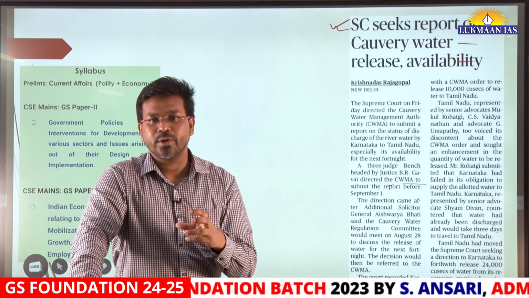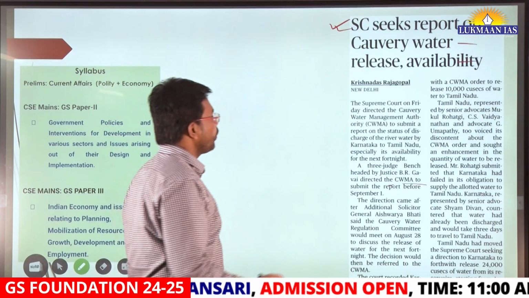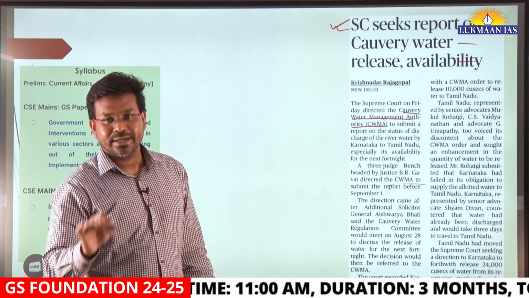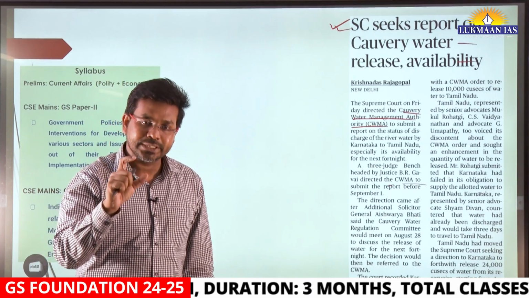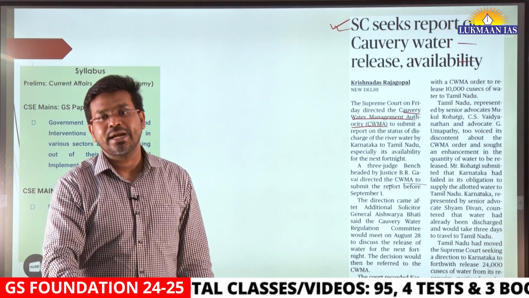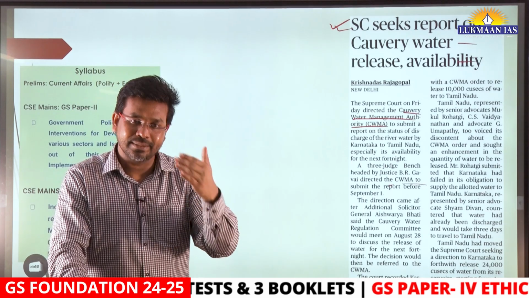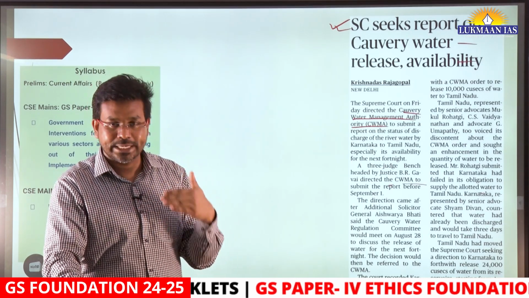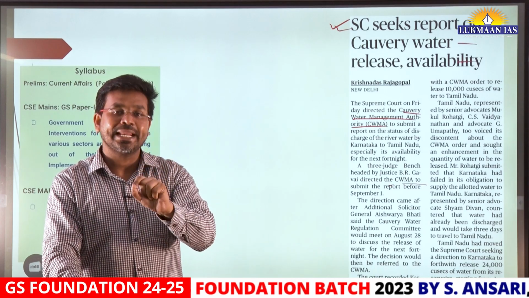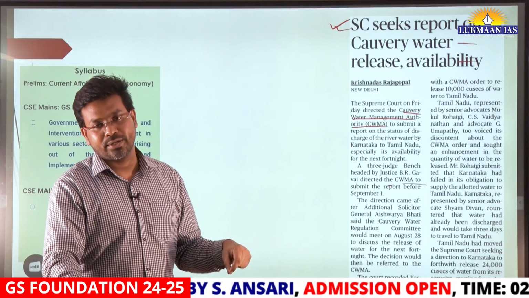And for resolution of that dispute, they have set up a body which is known as the Cauvery Water Management Authority. This Cauvery Water Management Authority has taken a decision that this much amount of water should be released by Karnataka for Tamil Nadu. However, Karnataka has delayed releasing the water. So that's why Tamil Nadu has approached the Supreme Court of India to seek a direction for the Karnataka government so that Karnataka releases the water.